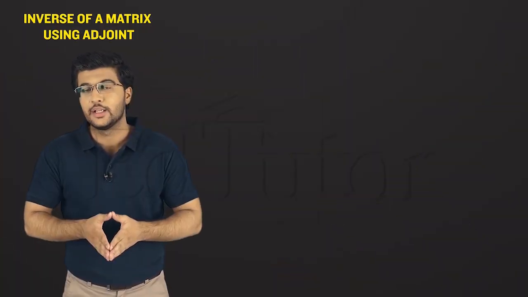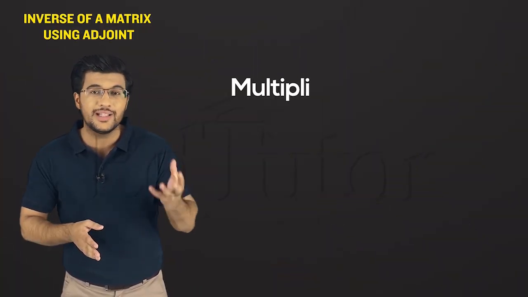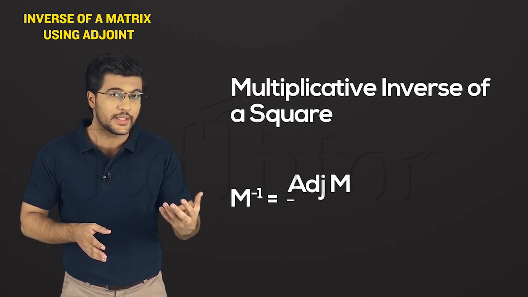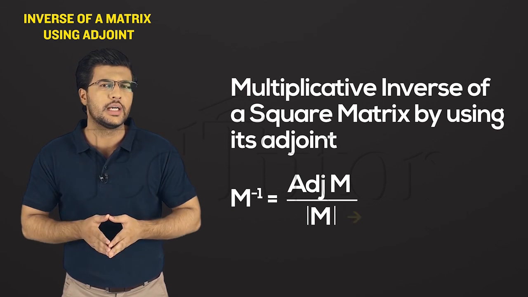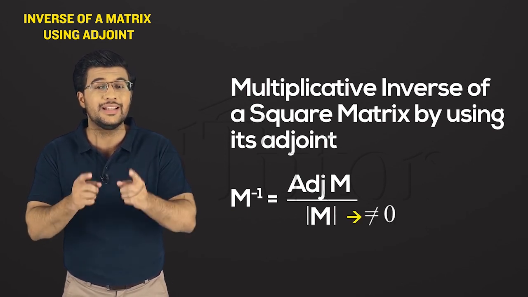In this lesson, you learned to find the multiplicative inverse of a square matrix by using its adjoint. You also learned how to check if the result is correct.